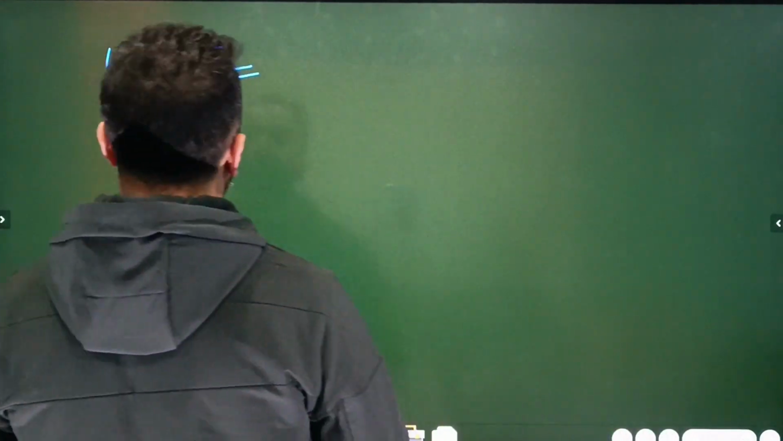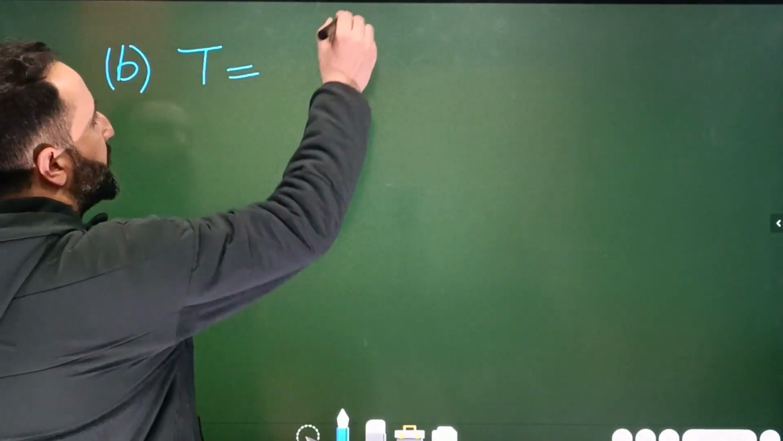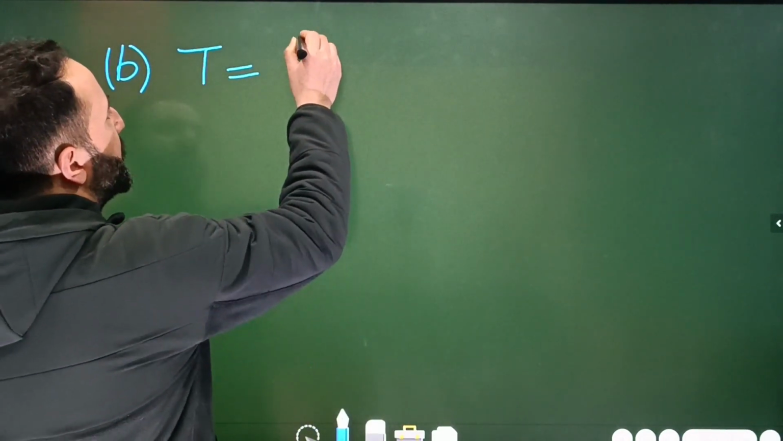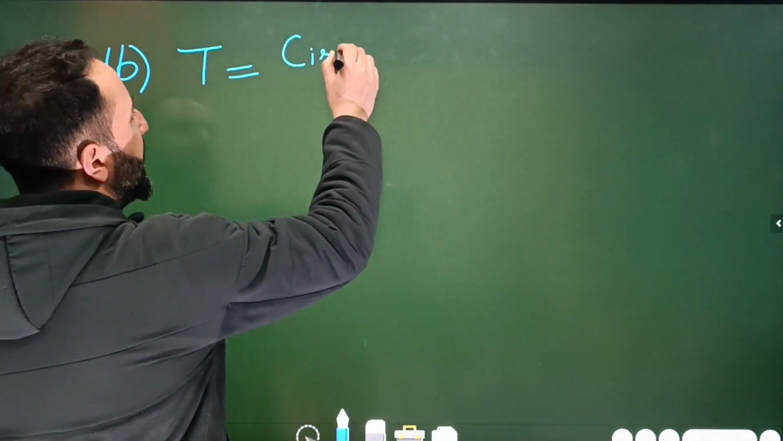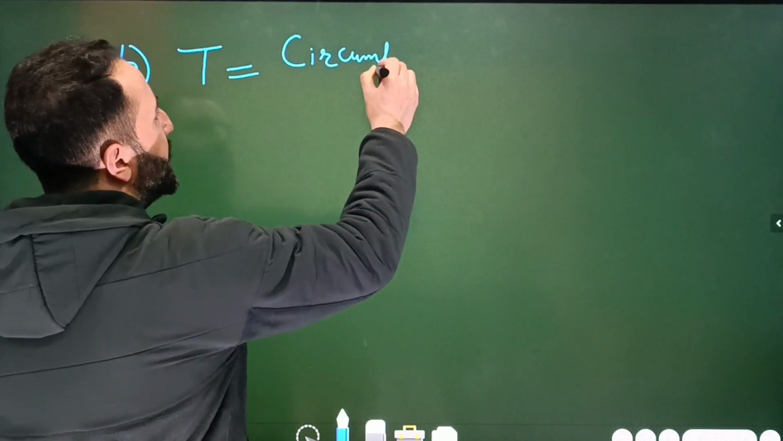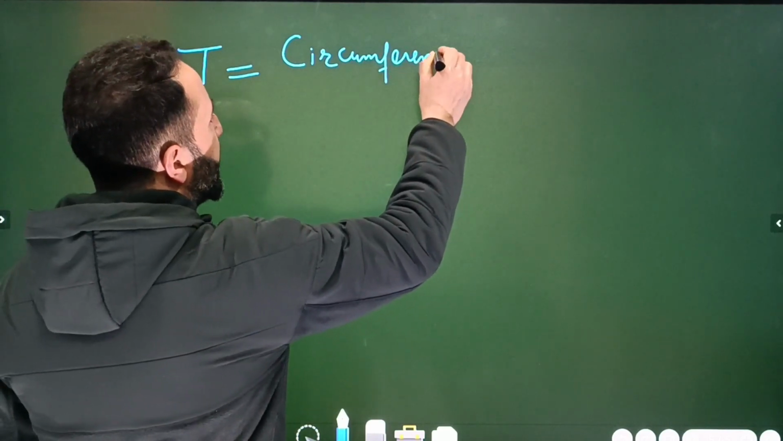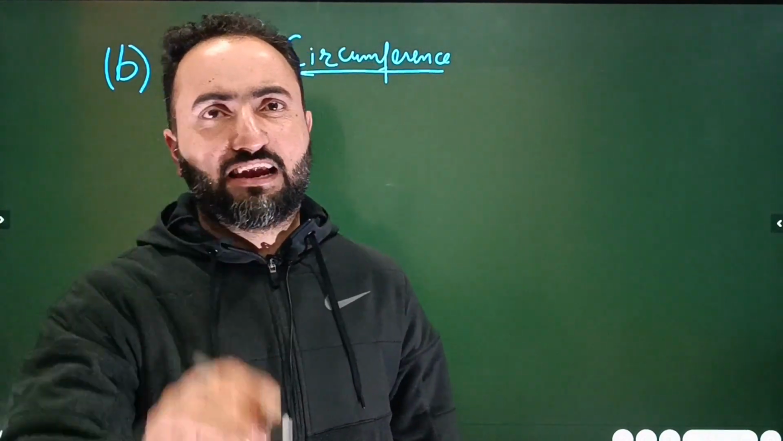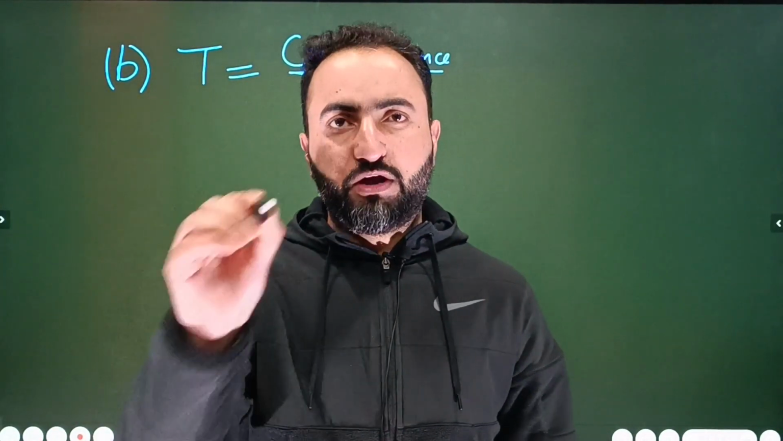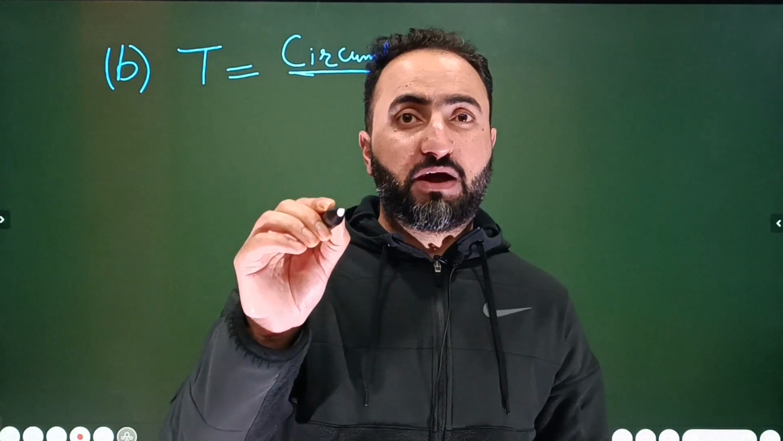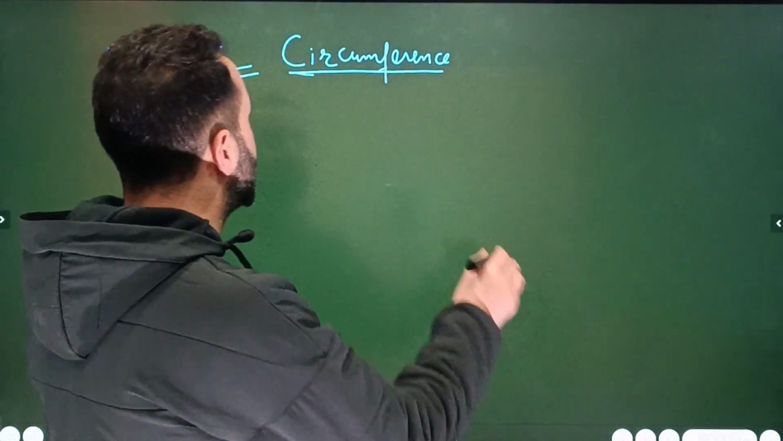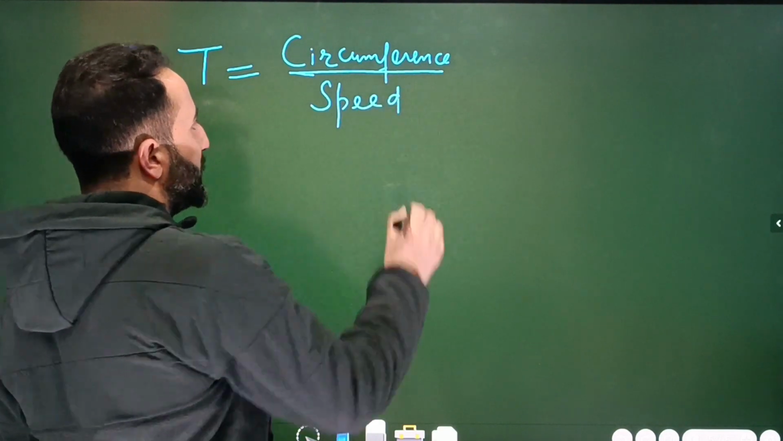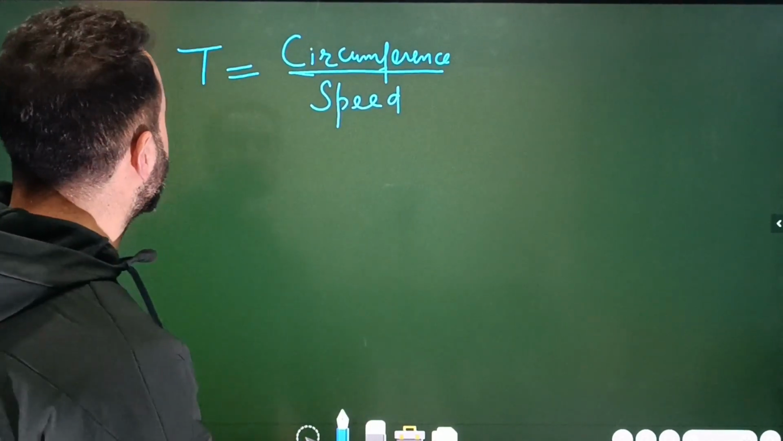So next what we have to calculate is the time period. When it's a uniform circular motion, how do we define time period? Time period is defined as the time taken by the particle to complete one circle. And when the particle completes one circle, the distance covered by the particle is the circumference. So time period is circumference divided by speed.